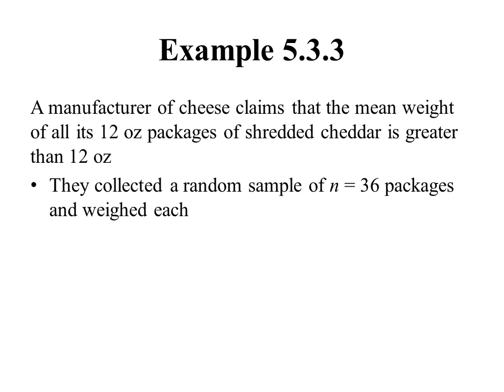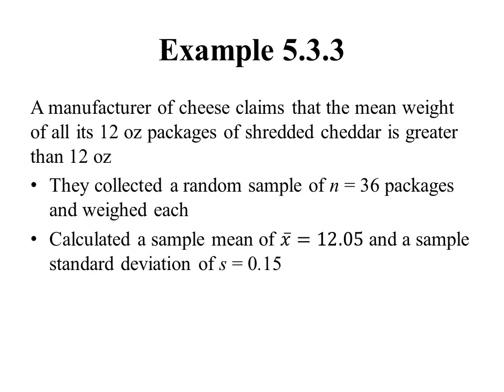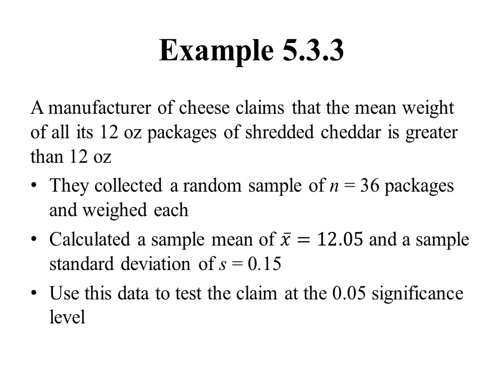So instead, what the manufacturer does is they collected a random sample of 36 packages and weighed each. That's relatively simple to do. So they calculated a sample mean of x bar equals 12.05 and a sample standard deviation of 0.15. So they added up those 36 weights, divided by 36, and they got this sample mean of 12.05. And then they calculated the sample standard deviation just like we did back in chapter 4 and they got 0.15. So we're going to use this data to test their claim about this population mean at a 0.05 significance level.